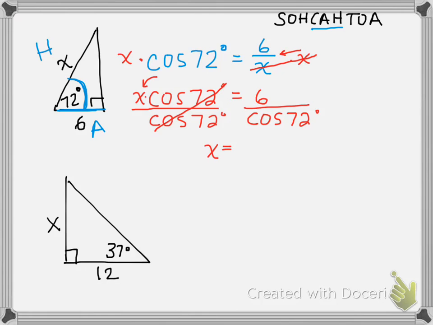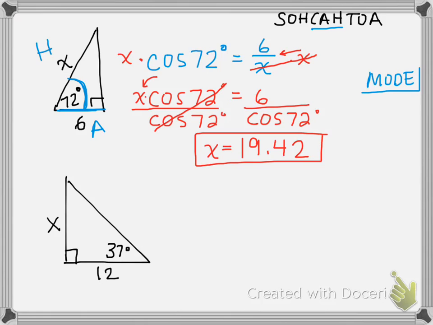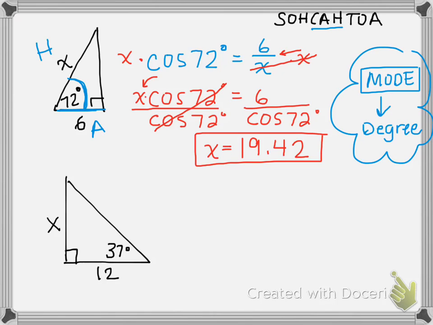So x will equal whatever 6 divided by cosine of 72 degrees is, which is 19.42. Now you have to remember that your calculator has to be in degree mode for this to work. If you did not get 19.42 when you do that, make sure that your calculator is in degree mode. If you push your mode button and look about 3 or 4 down and degree is not highlighted, make sure you highlight degree mode and then go back and try it again. That is very, very important to make sure that you are in degree mode.